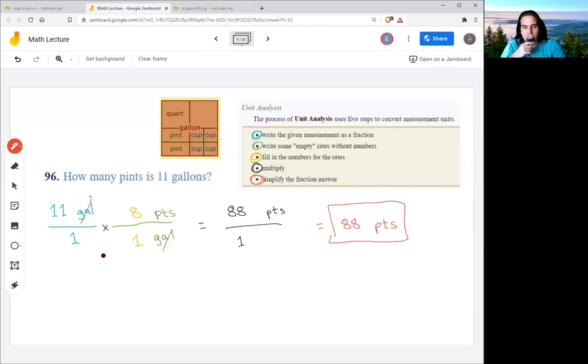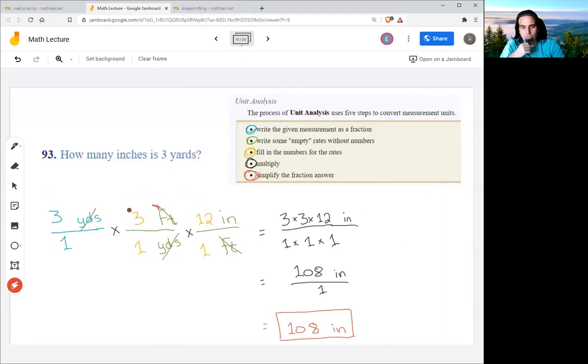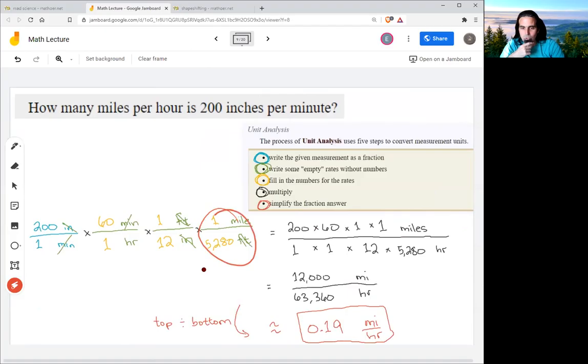Yes, the green ones are always conversion rates. The blue part is what is happening in this problem, right? Only right here do we care about 11 gallons. The rest of the world doesn't care. But everywhere in the world, there's 8 pints in a gallon, or 3 feet in a yard, or 12 inches in a foot, or 5,280 feet in a mile. Right? These are the conversion rates in yellow and green that we just know all the time.